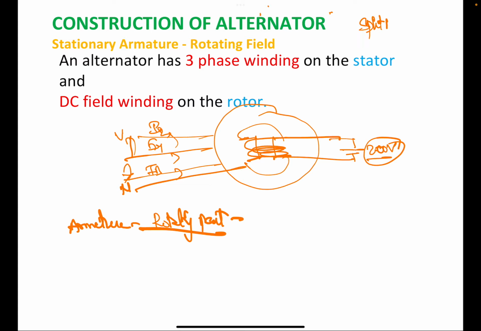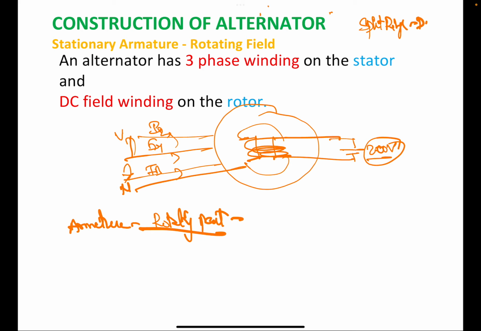Split rings are used for which case here? DC machines. Commutator is also called split rings. Slip rings are always used in AC machines. Slip ring induction motor. Yes or no? Slip rings are always used in AC machines. Split rings will be used in DC machines. Split rings are also called commutator.